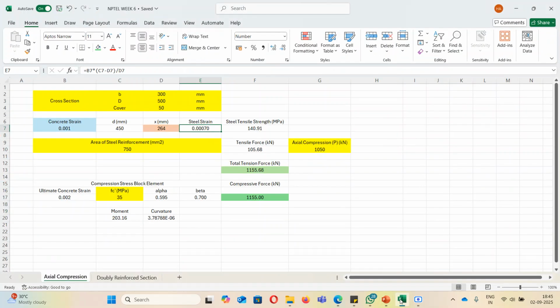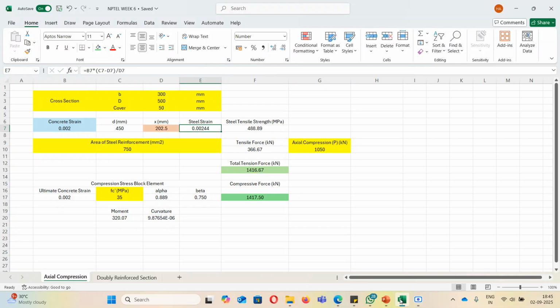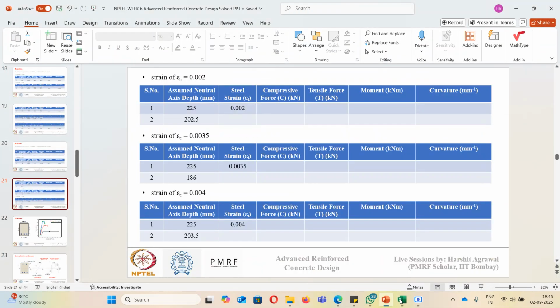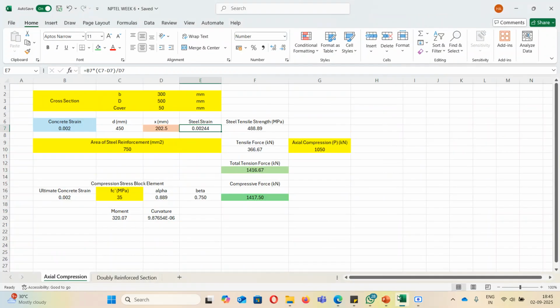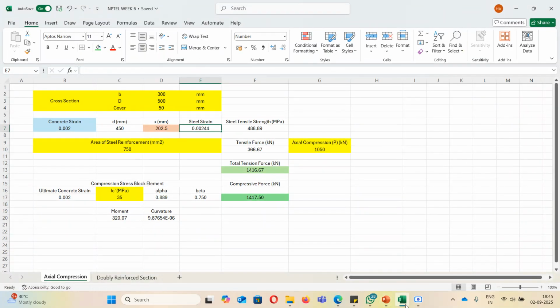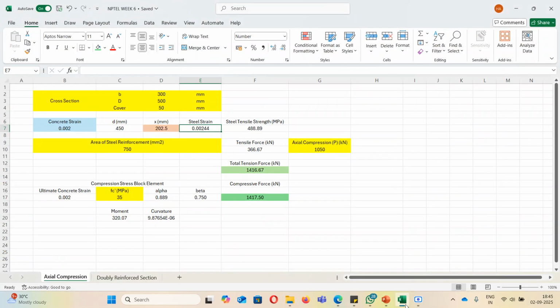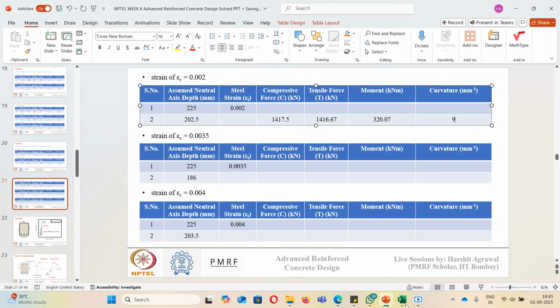Okay, at strain value of 0.002, neutral axis depth at balanced condition is 102.5, compression force is 1417.5, tension force is 1416.67, so they both are almost equal, so we can take the moment as 320.07 and curvature as 9.87 into 10 to the power minus 6.